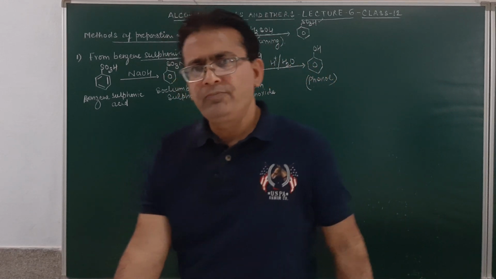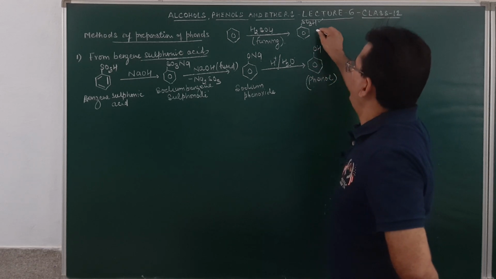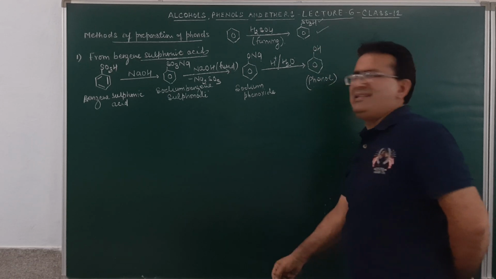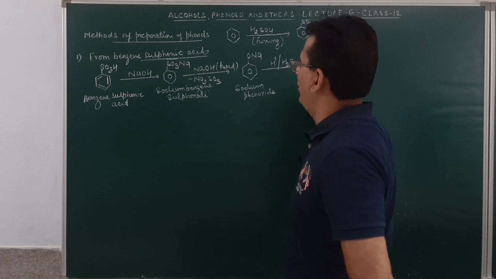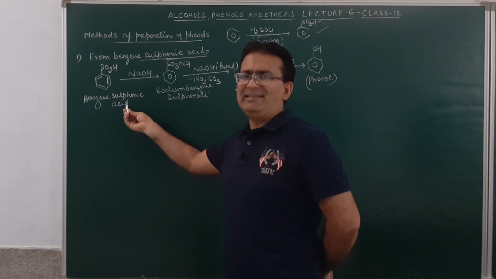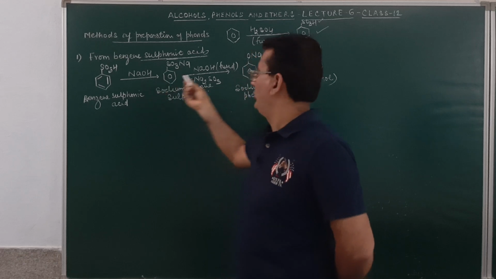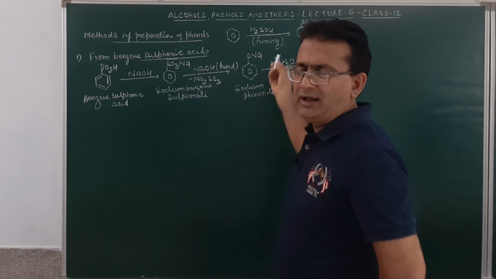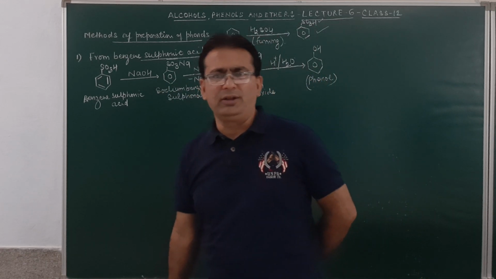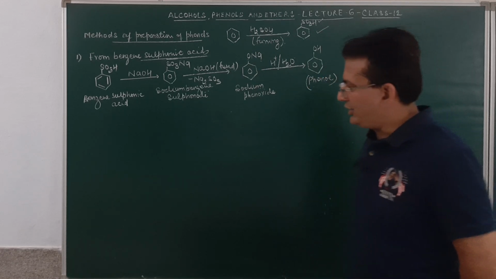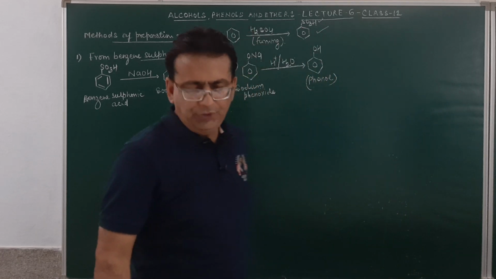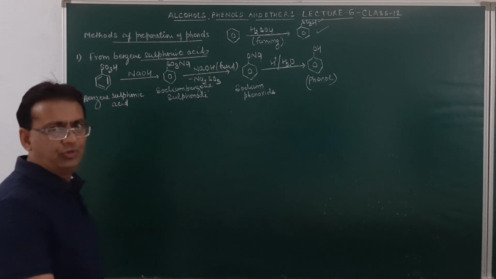This is how benzene can be converted into benzene sulfonic acid. Now, from benzene sulfonic acid, we may obtain phenol. How? Fuse the benzene sulfonic acid with sodium hydroxide to obtain sodium phenoxide, which when hydrolyzed in the presence of acid will result in the formation of phenol. Now, another method of preparation is from benzene diazonium chloride.